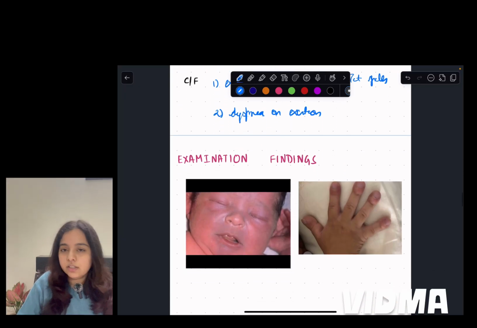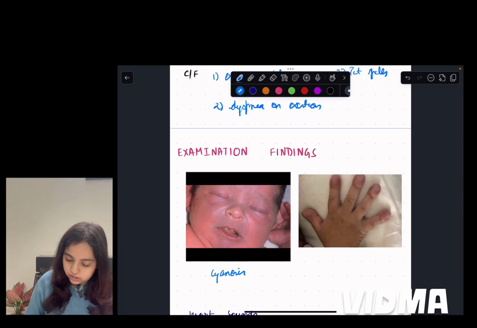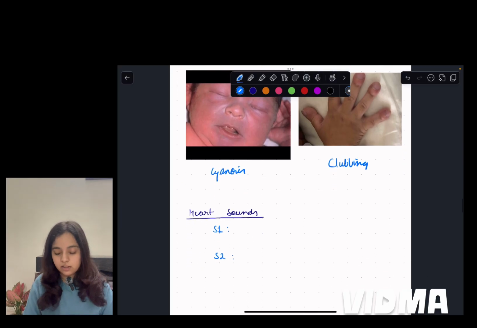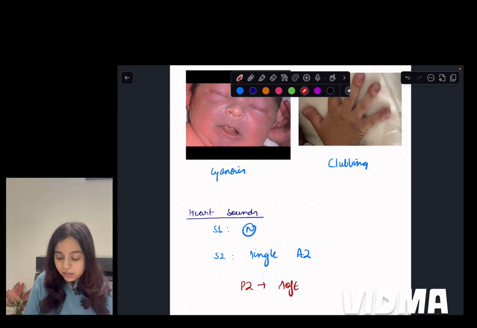Now, examination findings. These two pictures demonstrate the important examination findings. First is the cyanosis, central cyanosis you can see, and second one is the clubbing. Now, let's discuss the heart sounds. S1 is completely normal. S2 in children with TOF is mostly single, and it only has one component, that is A2. The P2 component is soft, mostly inaudible, and it is delayed.